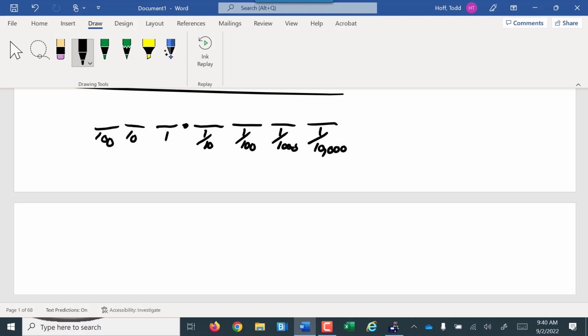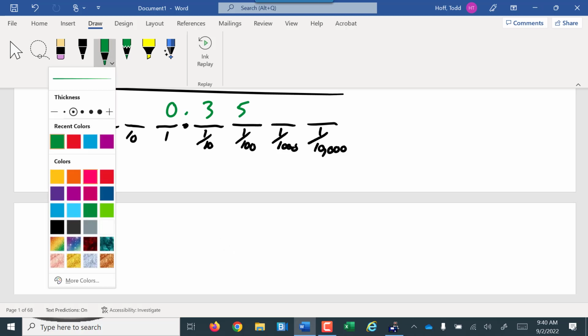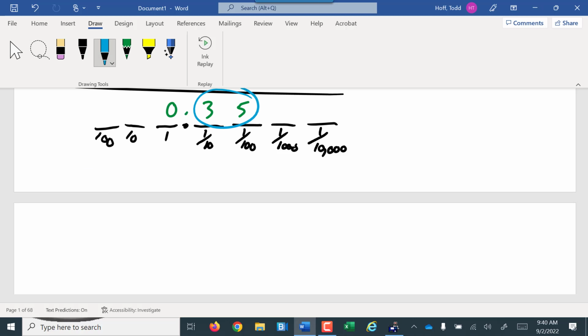Well, if you look at those place values, they look a lot like fractions because that's what they are. Decimals are just a shortcut way of writing fractions that have those denominators that are powers of 10. So if I have 0.35, that's a shortcut for writing a fraction that has a numerator that is the numbers after the decimal, so that'd be the 35, over 100. Yes, the denominator is just the decimal place of the last digit, the hundredths.